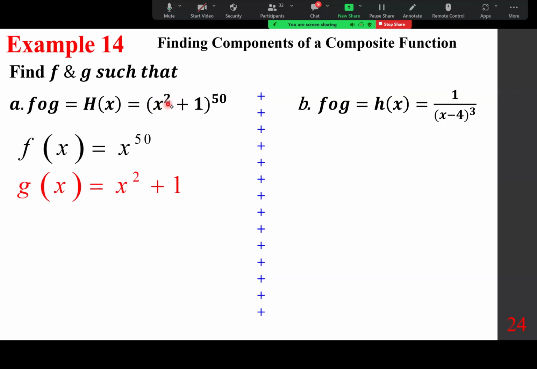Now notice f of g will do the job. x goes to g, g goes to f. g of x is x squared plus 1. This is the h function, which gives you x squared plus 1 to the power of 50. And again, after you find it, you must check your work.